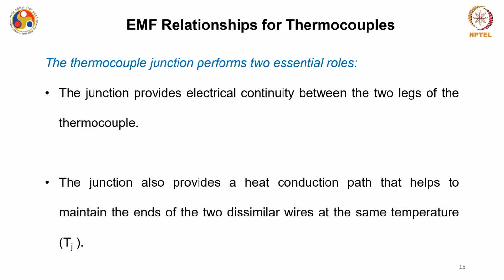Notice that the value E_AB in the last equation is due to the integral along the length of the thermocouple element. Here the thermocouple junction is performing two different essential roles. One is that the junction provides electrical continuity between the two legs of the thermocouple, let me call them a positive leg and a negative leg. The junction also provides a heat conduction path that helps to maintain the ends of the two dissimilar wires at the same temperature, which was Tj.